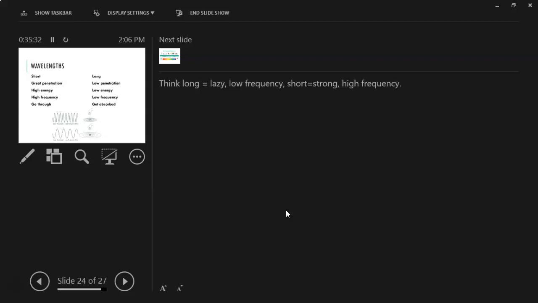So this basically summarizes that. Think short: great penetrating power, high energy, high frequency. They go through stuff. Long: low penetrating, low energy, low frequency, they get absorbed. So they will get absorbed into the tissue.